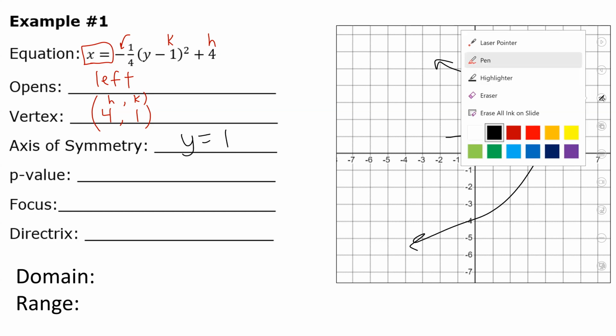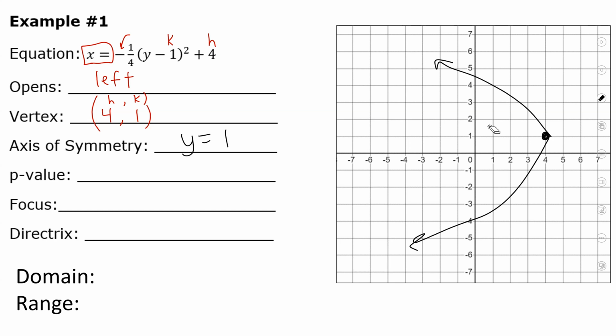Okay. Now, before I can figure out the focus and the directrix, I need to figure out what the p value is. How do I get the p value? Yes, divide this denominator by 4. So that's just 1. So that's how I know where to draw my focus and the directrix. I'm going to go 1 space inside. This is my focus. I'm going to go 1 space outside, and this is my directrix. So the focus is at (3, 1). And my directrix crosses the x-axis at 5.